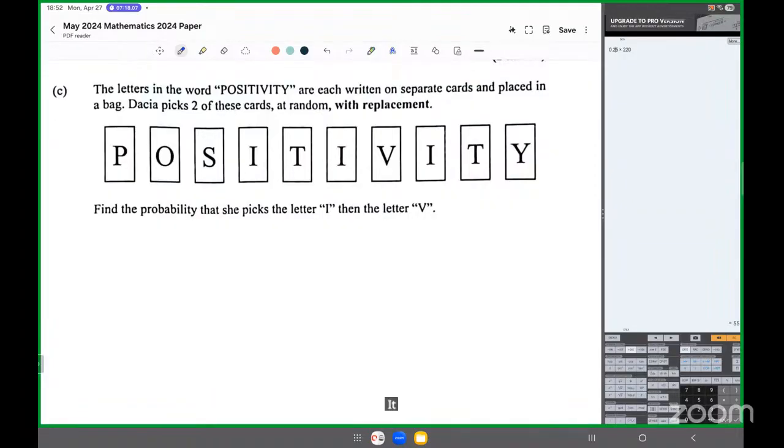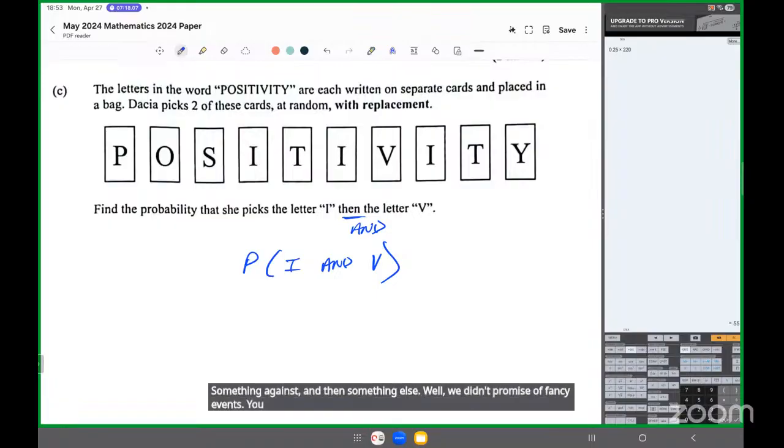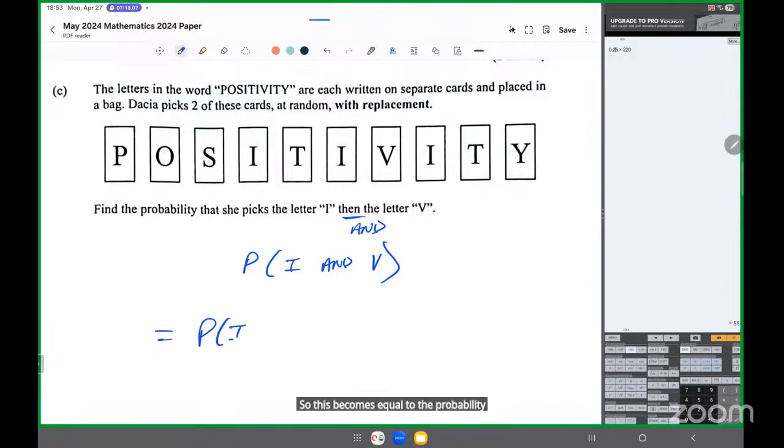It says, find the probability that she picks an I and then a V. This is an AND. So she wants the probability of doing an I and a V. We call these consecutive events, something and then something else. When you find the probability of consecutive events, you multiply the individual probabilities. So this becomes equal to the probability of getting the I times the probability of getting the V.